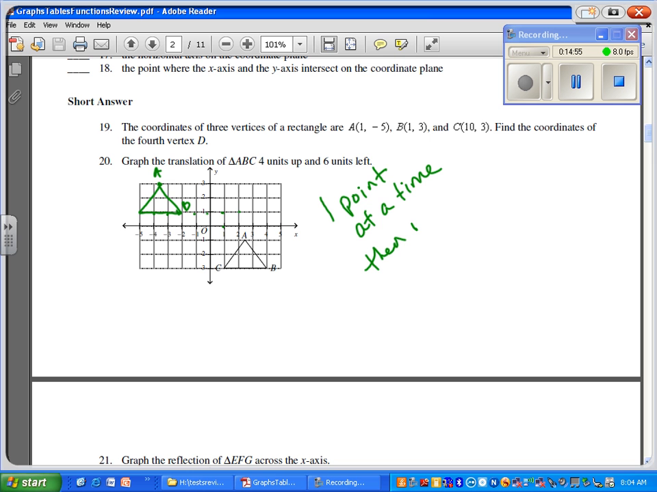No need to worry about translating the whole figure at the same time. So one point at a time. And just make sure you follow the directions really clearly. Make sure you see the directions and how far they're going to go.